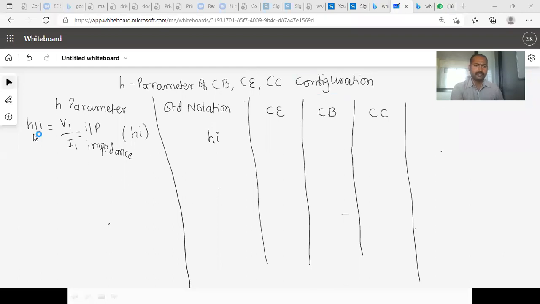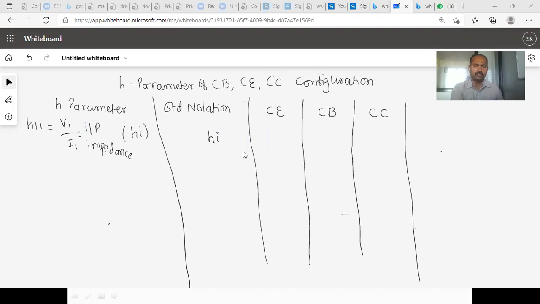Now see, H11 is nothing but V1 upon I1. So it is like resistance or impedance. That's why, because this is related to the input, it is called input impedance. So H is common, I is for impedance. So HI is the standard notation for H11, right?